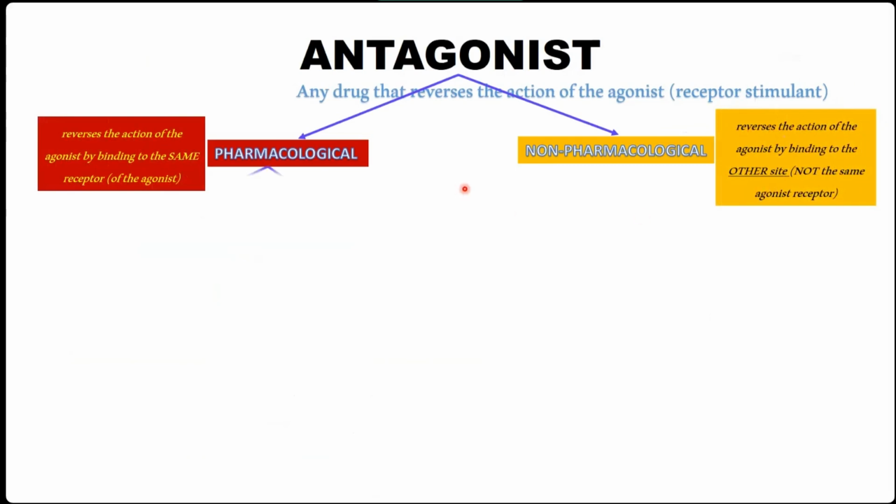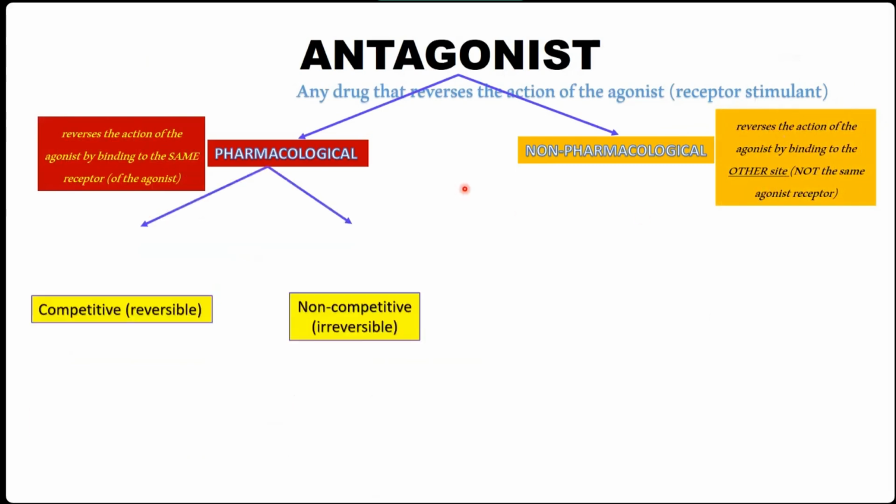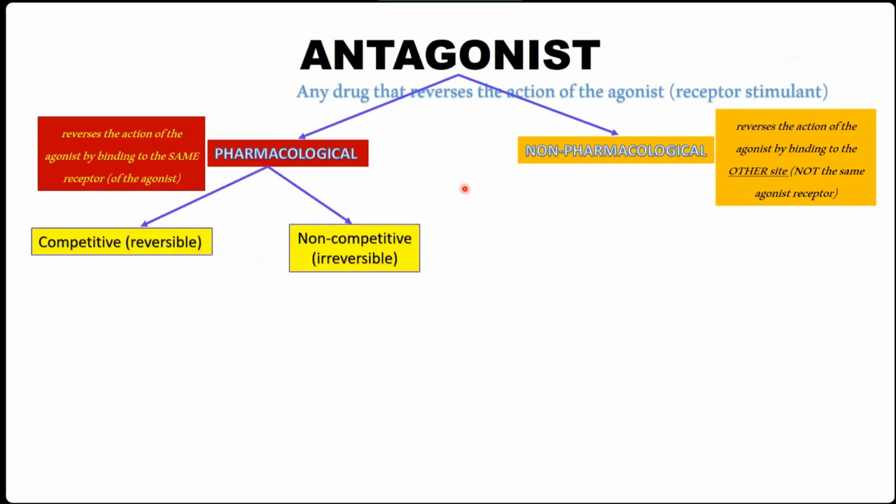So the pharmacological antagonist is further subdivided into competitive, which is reversible, or sometimes called surmountable antagonist. And the second is non-competitive, irreversible, insurmountable antagonist. The competitive antagonist is characterized by binding to the active binding site of the receptor of the agonist, weakly binding to the active binding site.